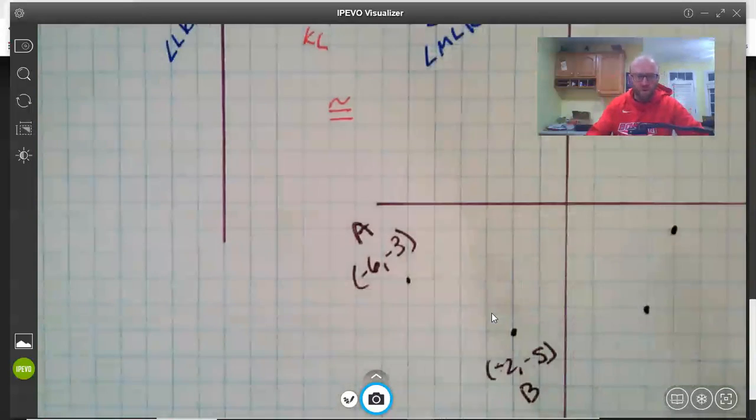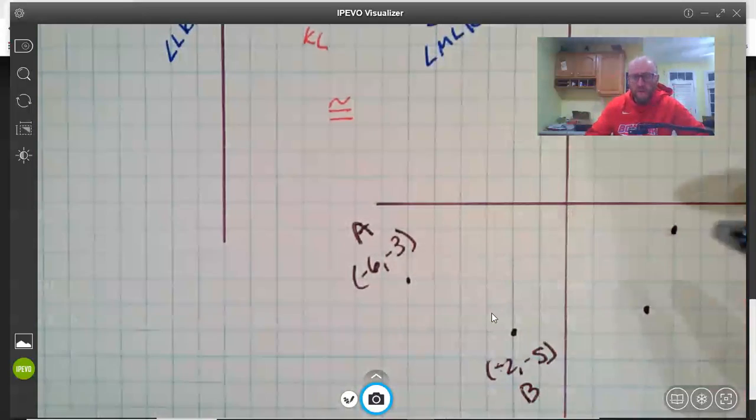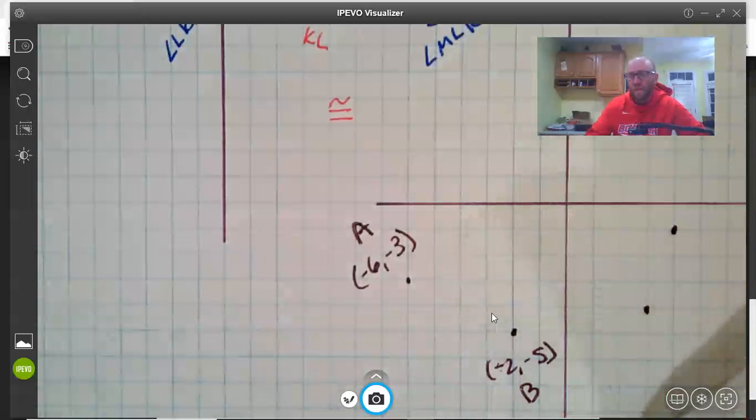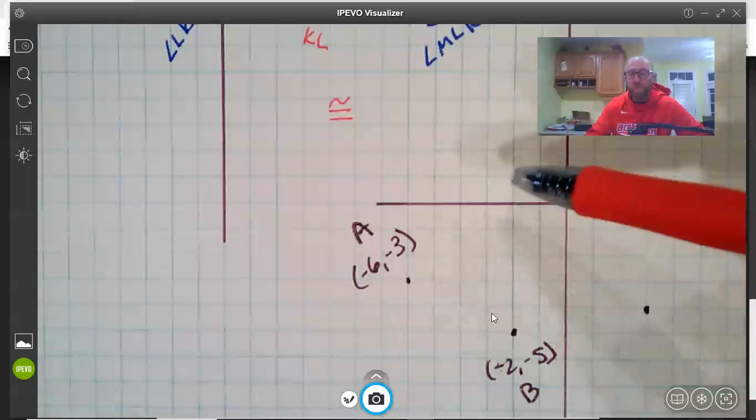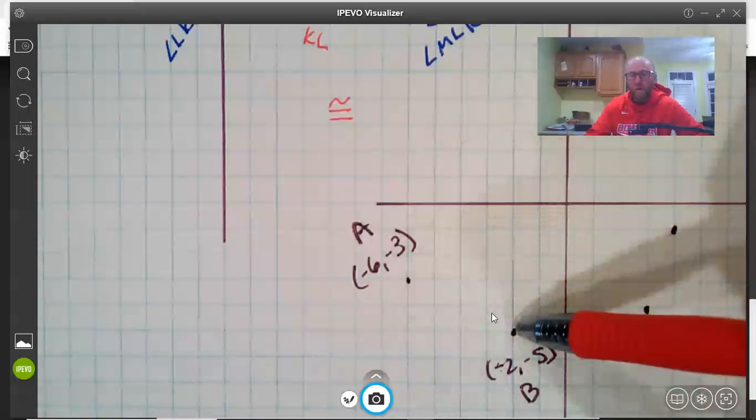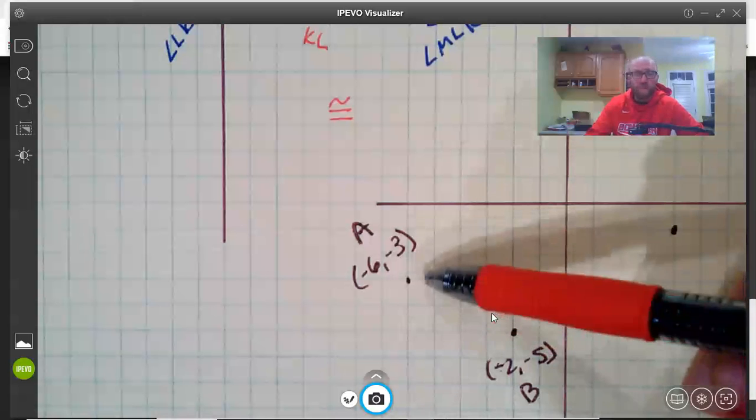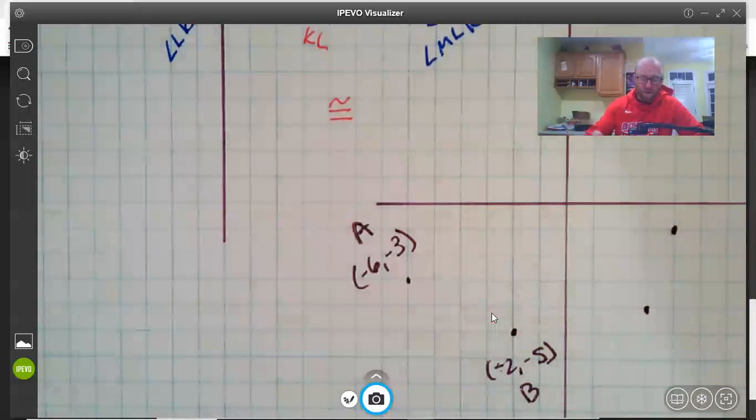Okay, we have 2 points here. Point A, which is (-6, -3), and point B, which is (-2, -5). And we're asked the question, what is the displacement vector that moves point A onto point B? And what would be the displacement vector that would take point B and put it back onto point A? So let's take a look here.